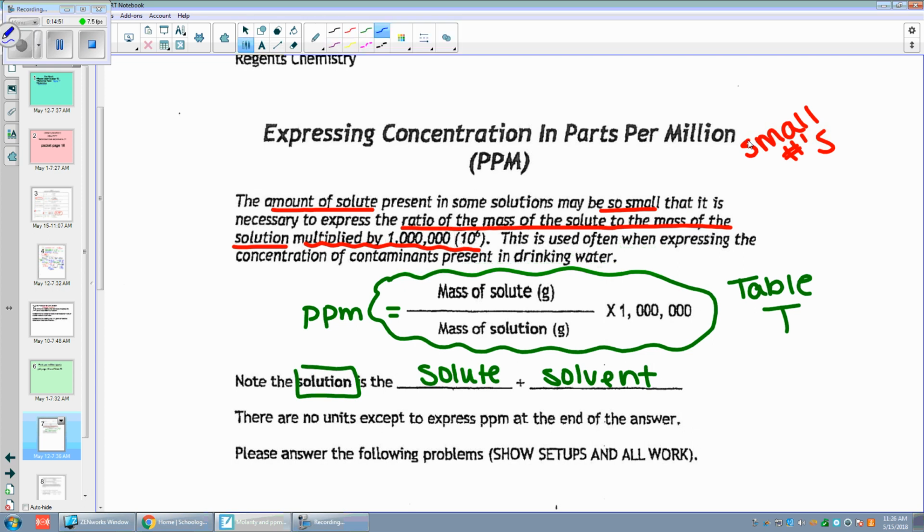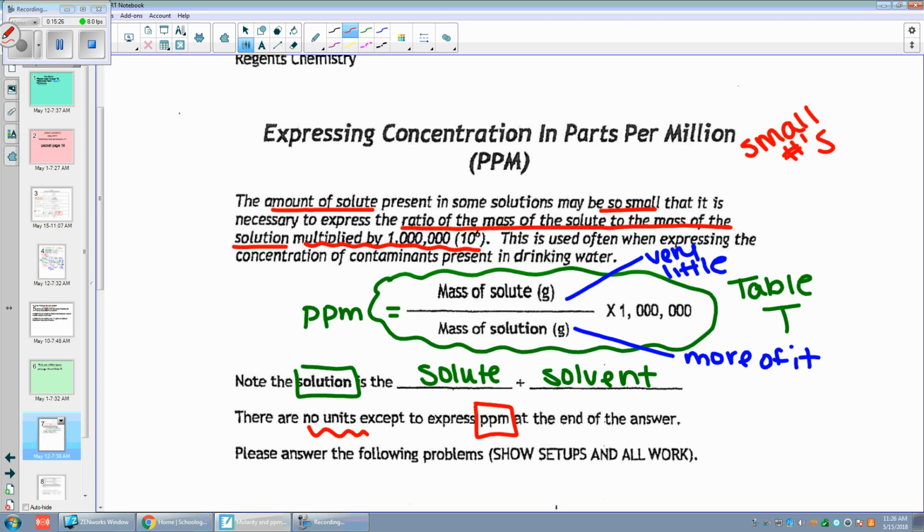The mass of your solute versus the mass of your solution, you're always going to have very little of your solute and you're always going to have more of your solution. So always have more of the solution. So when I go to do some problems, little number on top divided by a bigger number times a million. There are no units except to express ppm at the end of your answer. So you just write ppm.